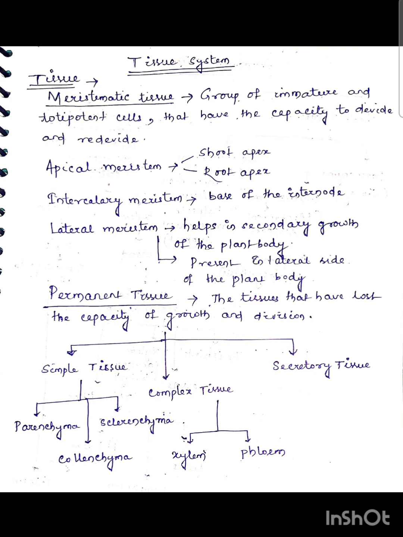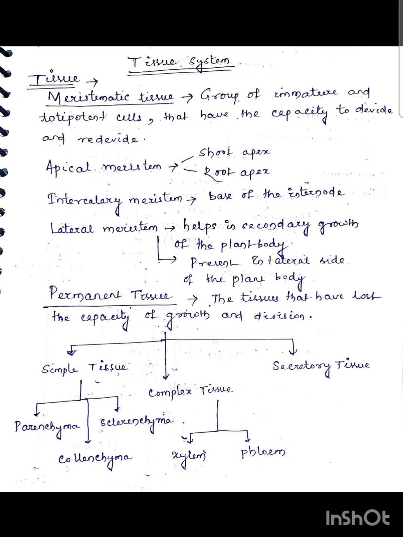Lateral meristem helps in the secondary growth of the plant body, present in the lateral side of the plant body, and the cells of this lateral meristem divide periclinally, horizontally, and help in increasing the diameter or girth of the plant body.